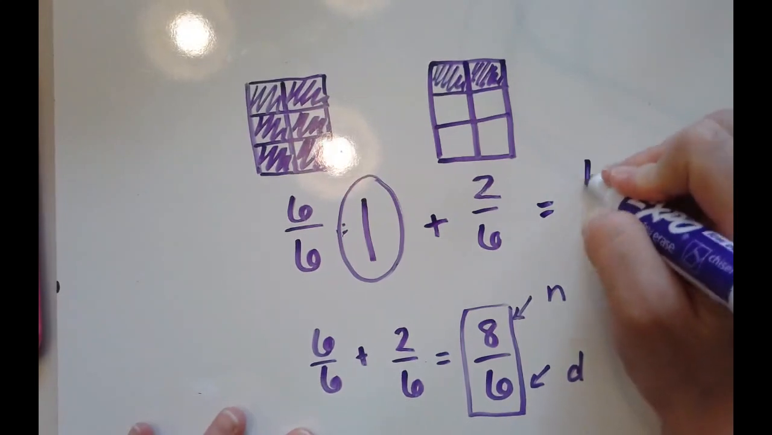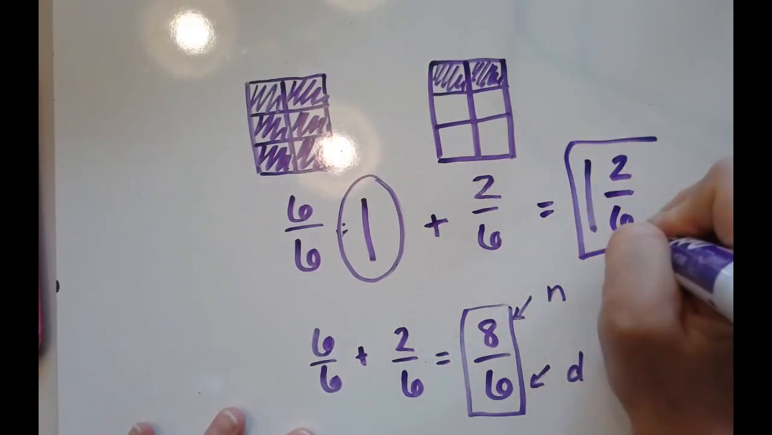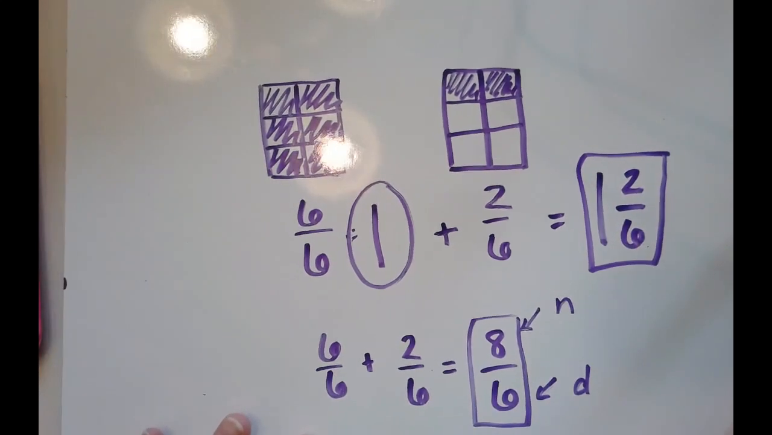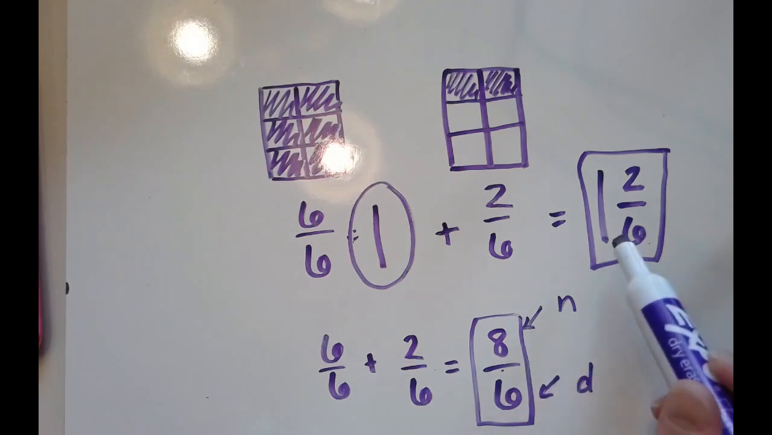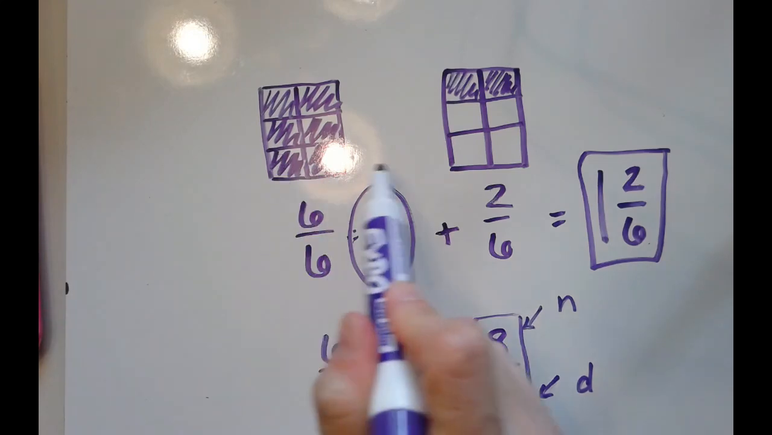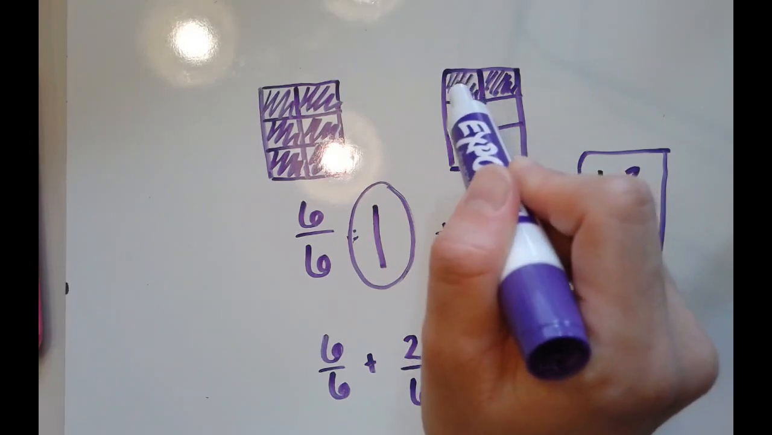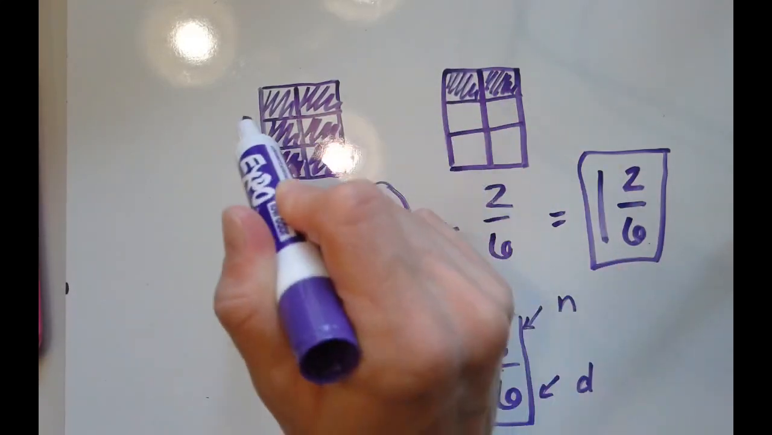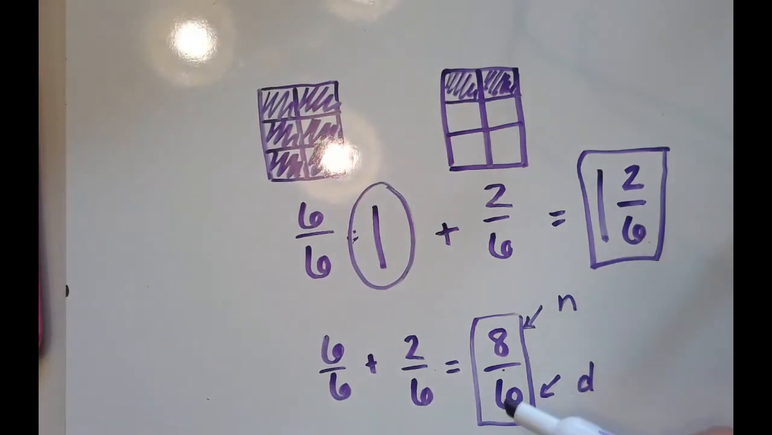So you could say that it is 1 whole and then 2 more sixths. 1 and 2 sixths is another way to show this. Both of these are the same thing written in a different way. So this picture represents 1 whole and then 2 sixths of a whole. This picture also represents 8 sixths. So this is a mixed number and this is an improper fraction.